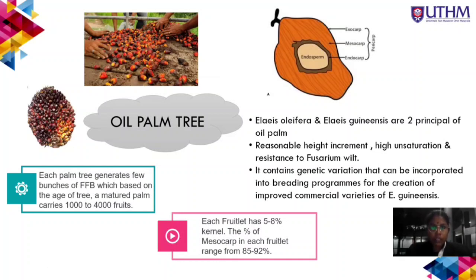Elaeis oleifera and Elaeis guineensis are two principal species of palm oil. Palm oil has beneficial characteristics such as reasonable height increment, high unsaturation, and resistance to fusarium wilt. It also contains functional genetic variation that can be incorporated into breeding programs for the creation of improved commercial varieties of E. guineensis.